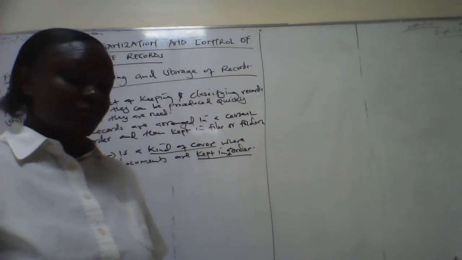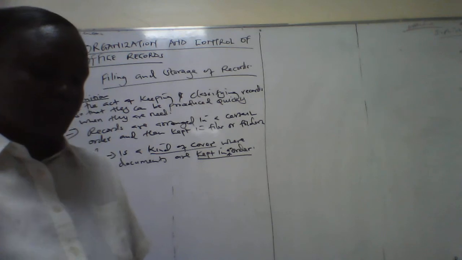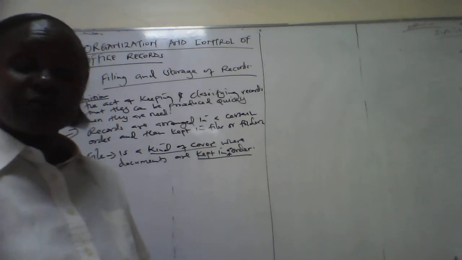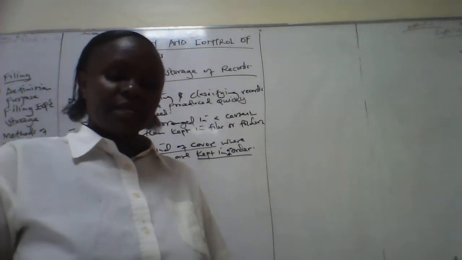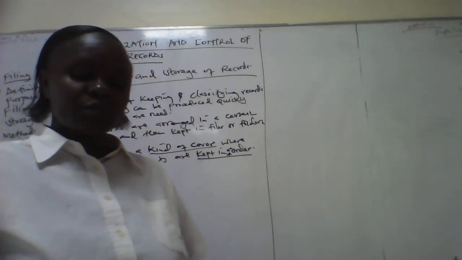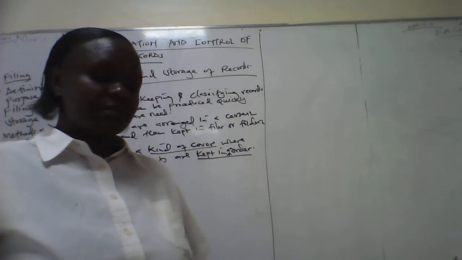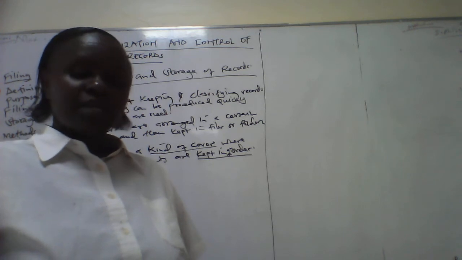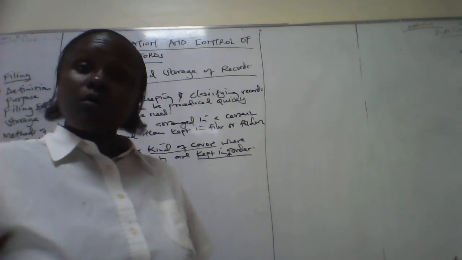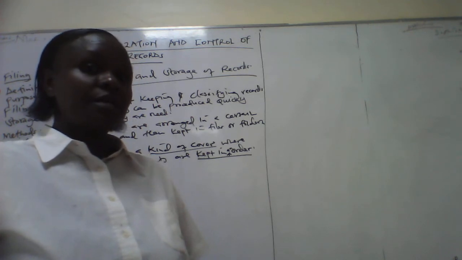In most organizations, all business records are connected with the handling of mails. We have office correspondence, telegraphic services, postal services, banking services, purchases and sales, storekeeping, receipt and payment of cash, and financial statements. All those business documents are kept in a file.